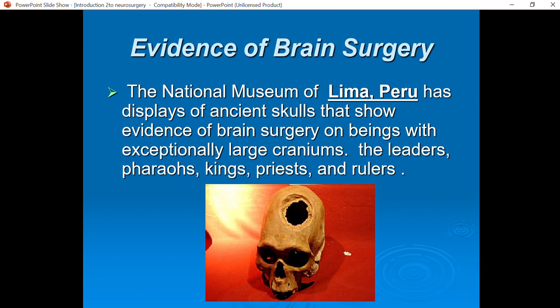The first few slides may be a bit boring because everyone talks about basic neuroscience and basic neurophysiology, but it's important to understand the management of the head injury.